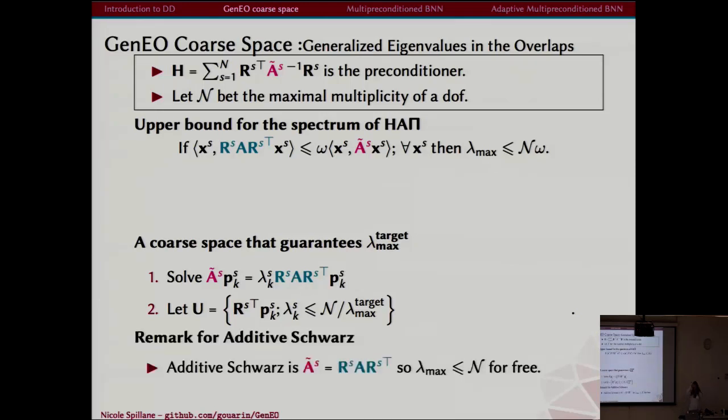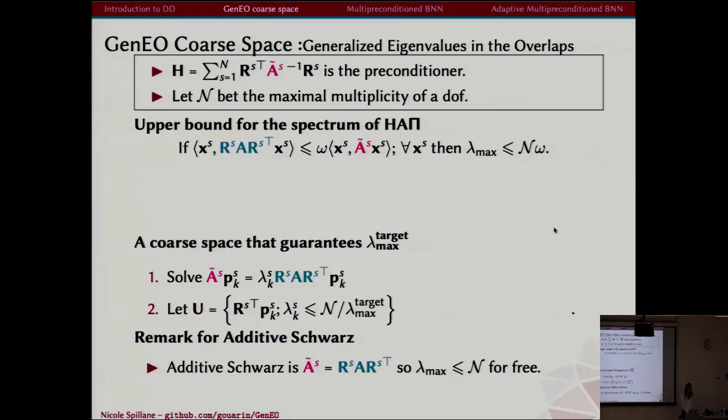Now, if you have been paying attention, you may have noticed that the operator RS transpose in blue up there is exactly the operator that we used to define the additive Schwarz preconditioner. Recall for additive Schwarz, we have this here, so that means that this eigenvalue problem is not going to tell us anything. We're just going to get eigenvalues that are equal to 1. So it doesn't help us out, but also if we plug the AS tilde into the bounds up there, we see that the estimate holds with omega equal to 1.